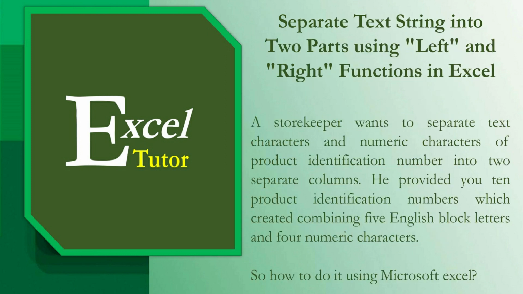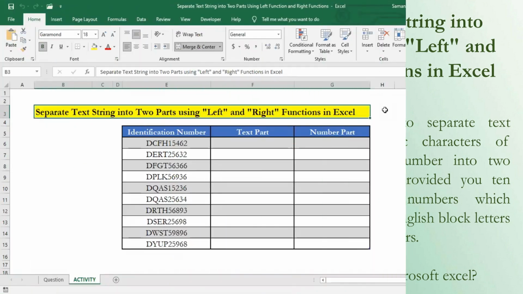To explain how to separate the text part and number part of a text string using these two formulas, I am using this scenario where a storekeeper wants to separate the product identification numbers of 10 products into their text part and number part in two separate columns. Then we'll look at how to do it.